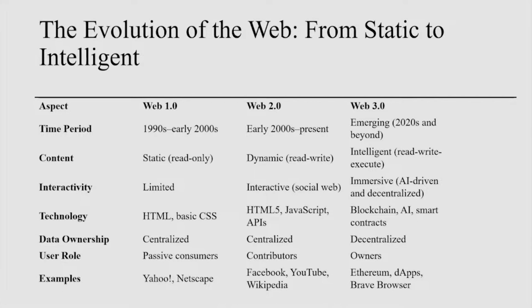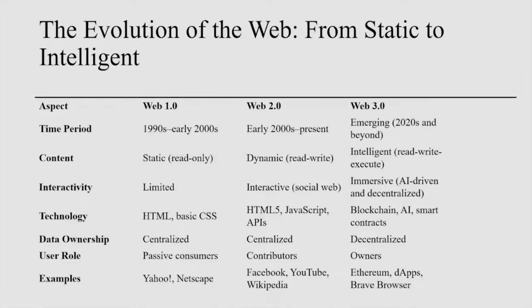And the technology we are using is HTML5, JavaScript, and APIs. Whatever apps you are using, they all come under this, for example Facebook, YouTube, and Wikipedia. This is all what we are requesting, and we can post also. That is Web 2.0.